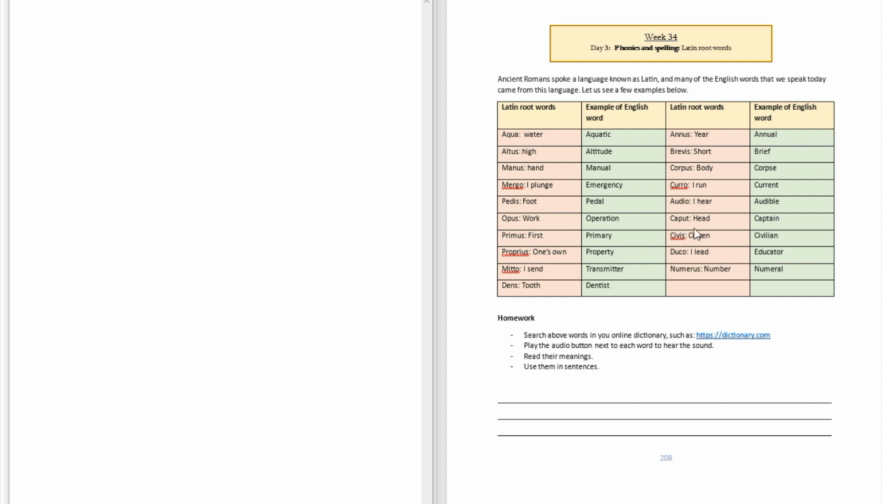The word caput means head in Latin. So when you hear captain, well, that's going to be like the big boss over there is the captain. The word civis in Latin means citizen. So when you hear civilian, you're going to talk about, well, people living in a certain location. The word duco means I lead. So when you hear the word educator, well, that's going to be somebody who's going to be teaching you, guiding you, and leading you. The word numerus means number in Latin. So when you hear the word numeral, well, that's going to be relating to numbers as well.